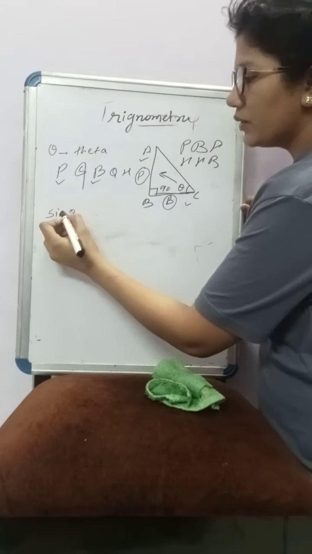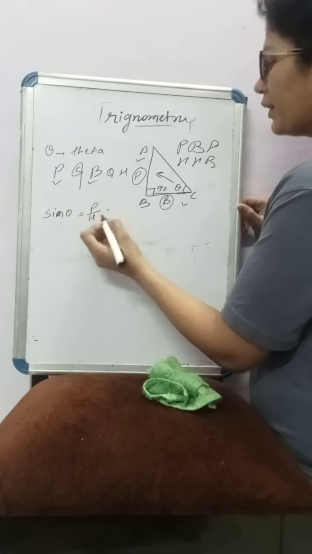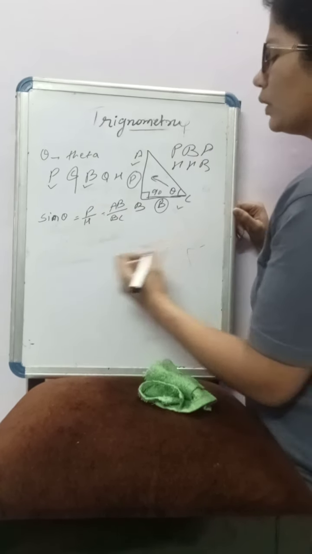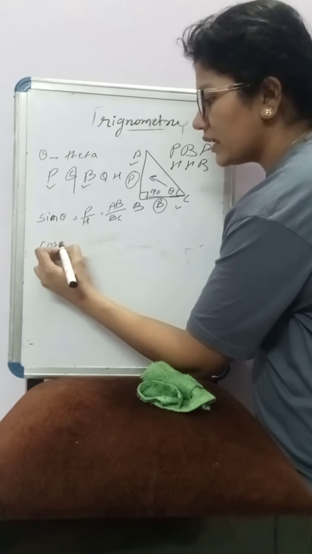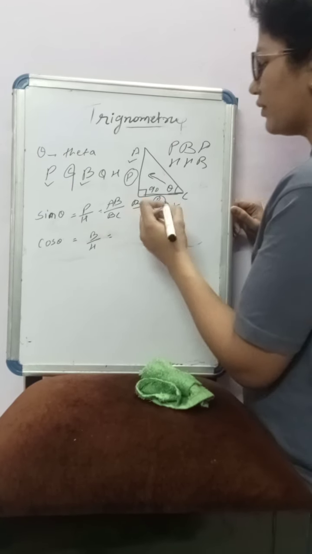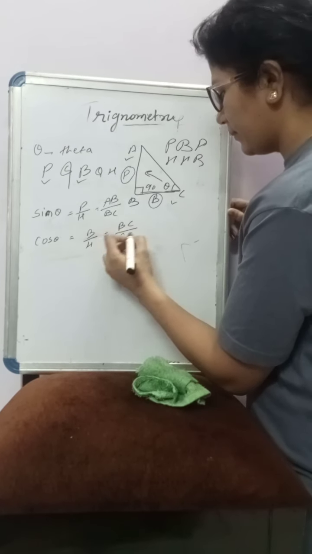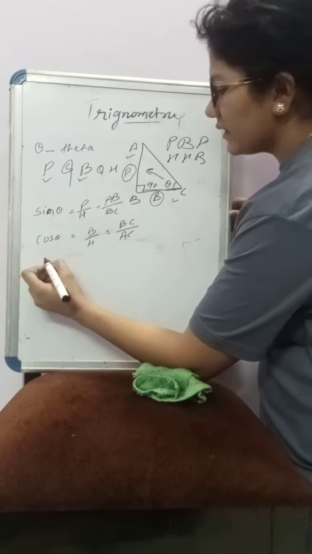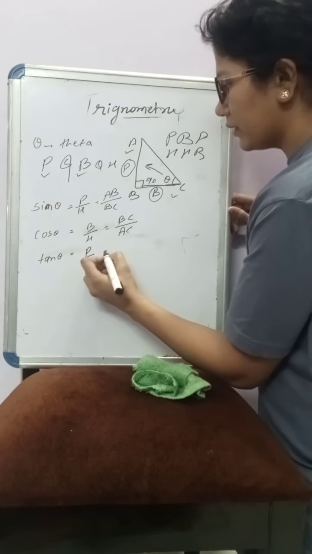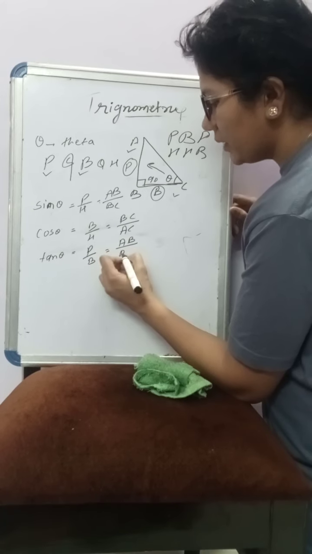The first ratio is sine theta, which is perpendicular upon hypotenuse. Here the perpendicular is AB upon BC. Next is cos theta, that is base upon hypotenuse. The base is BC and the hypotenuse is AC. Next is tan theta. Tan theta is perpendicular upon base. Here perpendicular is AB and base is BC.